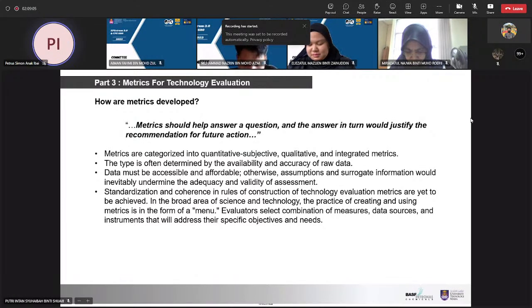The standardization and also the coherence in the rules and the construction of technology evaluation metrics, I mean, this is not yet achieved. In the broad area of science and technology, the practice of creating and using metrics, even in our organizations, is still like a select menu, I would say. It tries to suit a certain goal. This is where the evaluators select the accommodations, measures, data source, instrument. So in this case, basically, it's only to address the specific objective and needs.